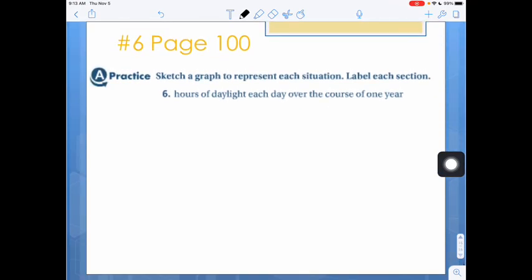So number 6 on page 100 says sketch a graph to represent each situation, label each section. So this one says hours of daylight each day over the course of 1 year.